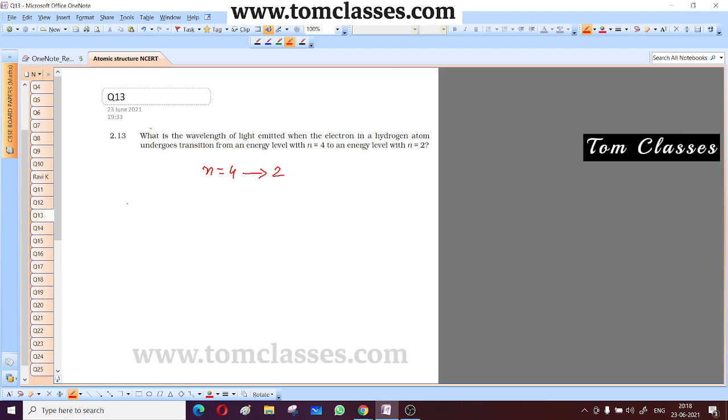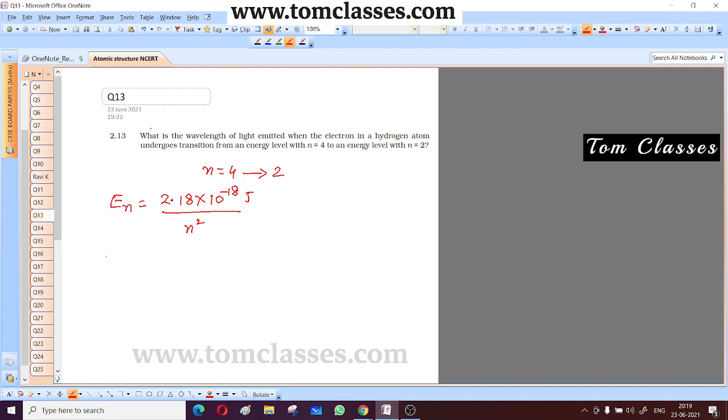Okay, so you can say the energy level at any value of n is given as 2.18 into 10 to power minus 18 joules per atom, divided by n square. Is this okay? Yes, sir. Okay, 2.18 into 10 to the power minus 18 by n square, right?